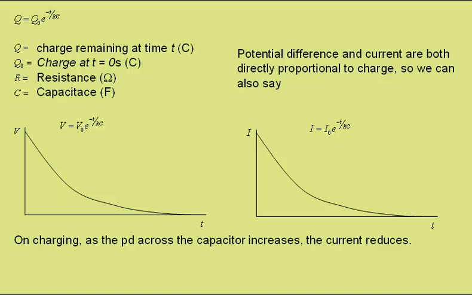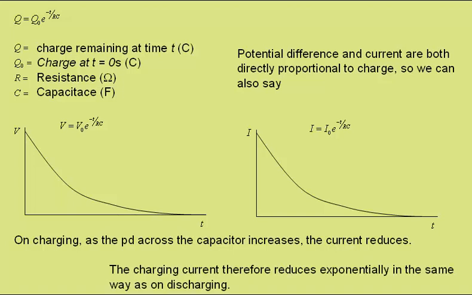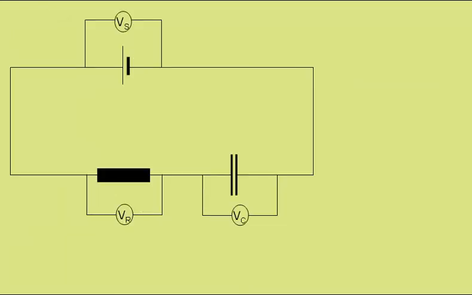On charging, as the potential difference across the capacitor increases, the current reduces. The charging current therefore reduces exponentially in the same way as the discharging current. Here we have a circuit with a power supply with the potential difference across the supply shown here, a resistor, and this is the potential difference across the resistor, and here's the capacitor with its potential difference. Now at all times the supply potential difference will be equal to the sum of that across the capacitor and the resistor.